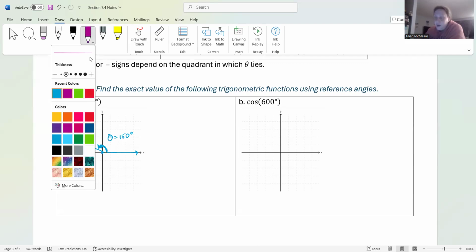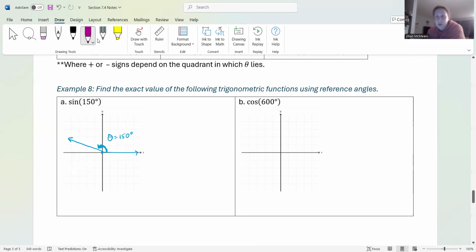So remember, the reference angle is the positive acute angle that would be formed by going from theta, the terminal side of theta, to your x-axis. So this right here is alpha, okay? Now alpha is going to be the distance between our terminal side and the x-axis. So we know if we get to the x-axis, we've gone 180 degrees. So we need to know the difference between 180 degrees and 150 degrees. That tells me that alpha is 30 degrees.